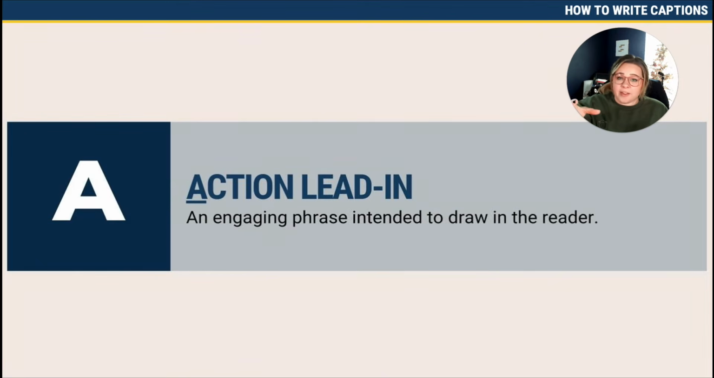This could also be A for attention getter, but it's just that engaging phrase that's intended to draw someone in. And so this could be you going in with a thesaurus and looking at different words that are triggered from things that are happening in the photo or the background that you know about the scenario that's going on. Any of that could lead to whatever that action lead-in is.